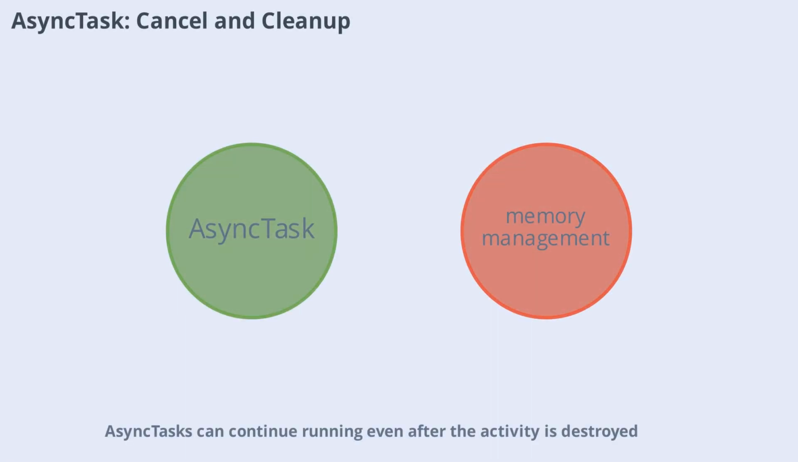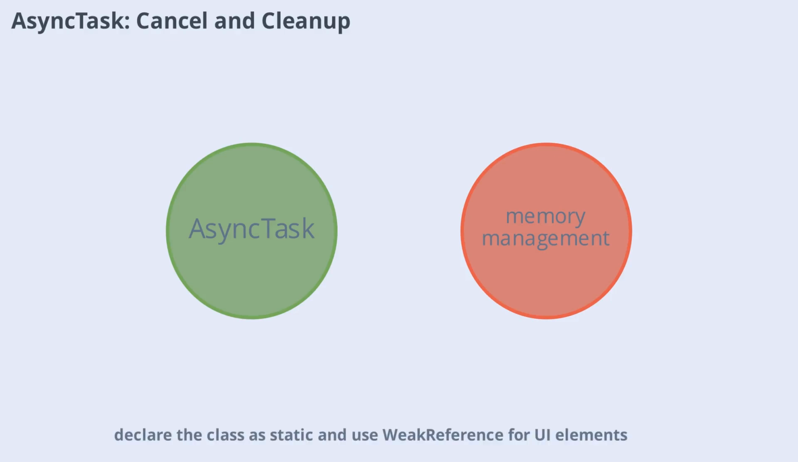Async tasks can continue running even after the activity is destroyed, causing leaks. Always cancel async tasks in onDestroy and avoid referencing activity classes inside them. If necessary, declare the class as static and use weak reference for UI elements. This ensures async tasks don't hold onto activities unnecessarily.